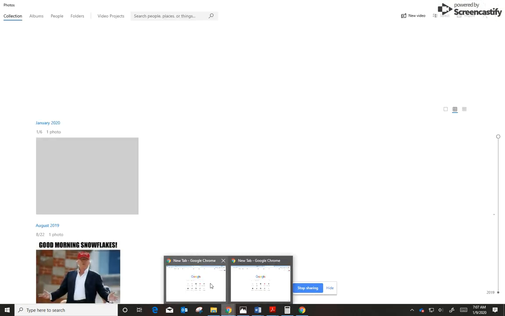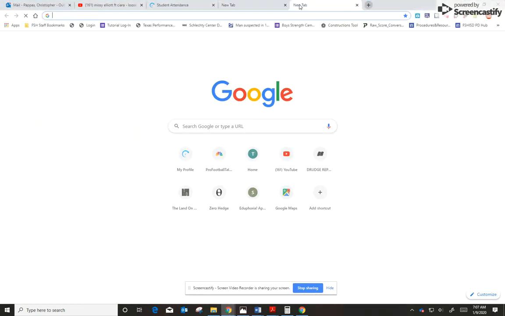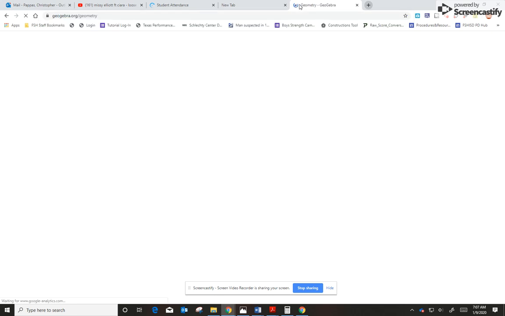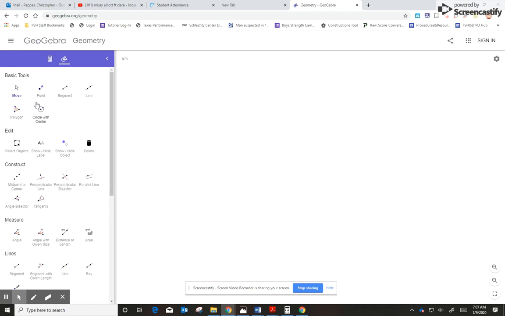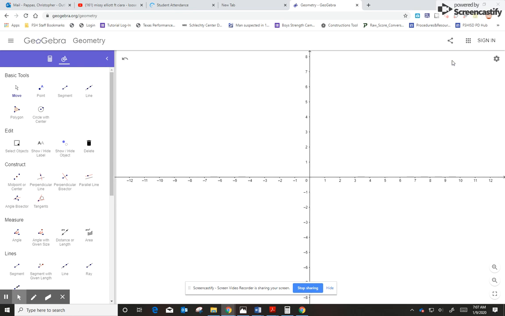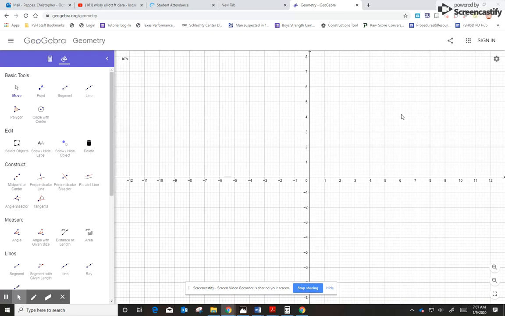All right, so we go to geogebra.org/geometry. And we'll hit our more button like we always have. One thing I want to do is we can actually put a graph up here. So we'll hit settings, we'll hit show axes to show our axes, show grid, minor and major grid lines.